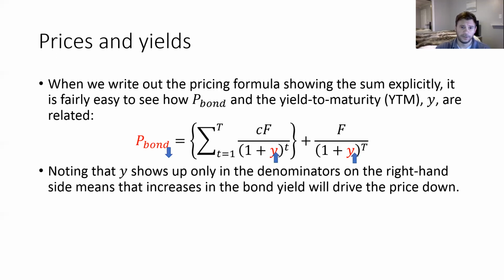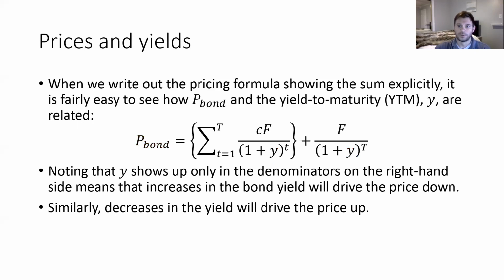If the denominator of both of the expressions on the right is getting bigger, then both of the entire terms are getting smaller, and that's going to cause the price of the bond to drop. Similarly, decreases in the yield would drive the price in the other direction. If the yield went down, the denominators of those terms all get smaller, which would cause the price of the bond to get larger.